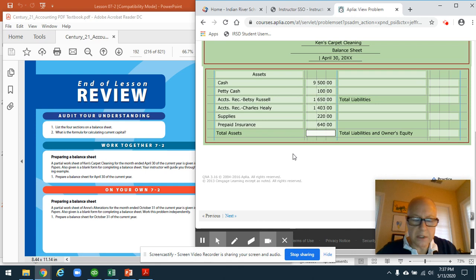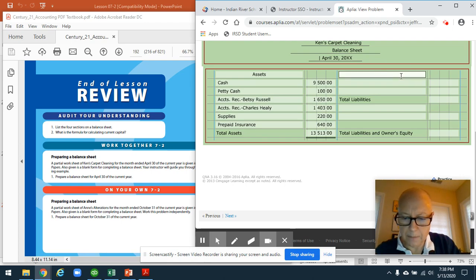Okay, so then we sum them up and get $13,513. Sum of our left column. All right. So we're halfway done. Man, this is easy. Balance sheets are easy. If you've done your work properly on your worksheet, this is a breeze.